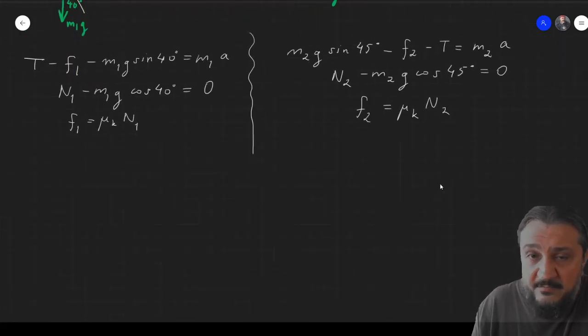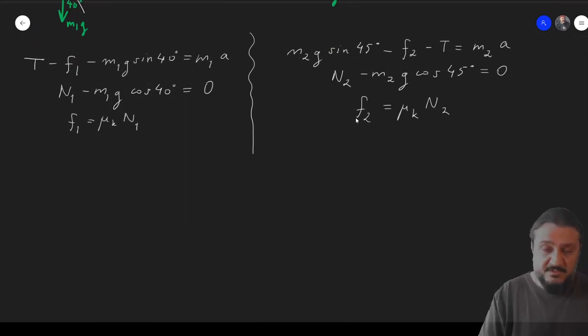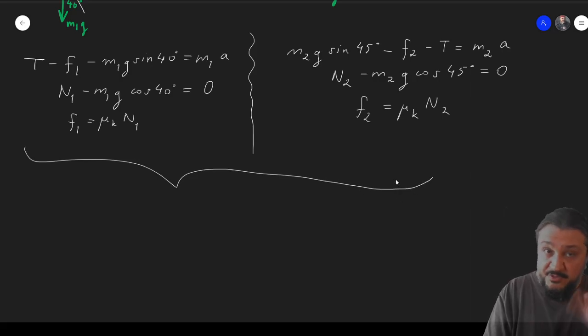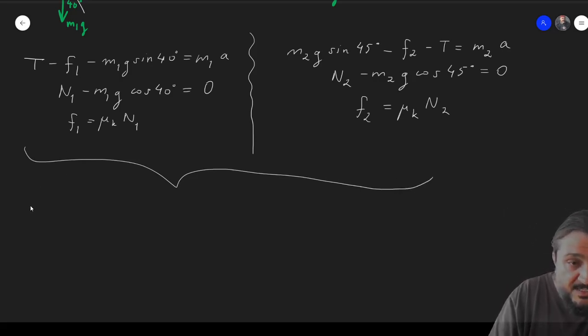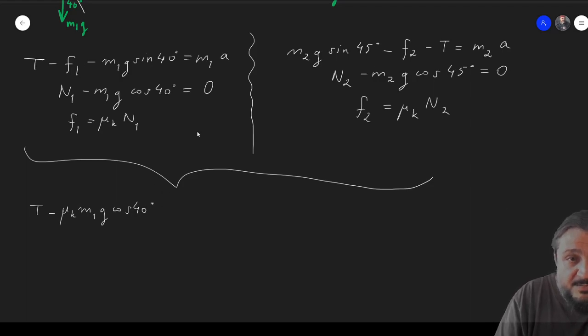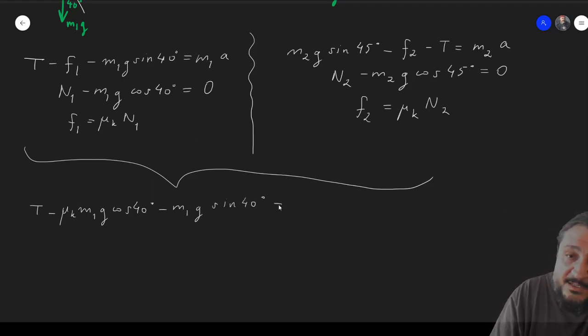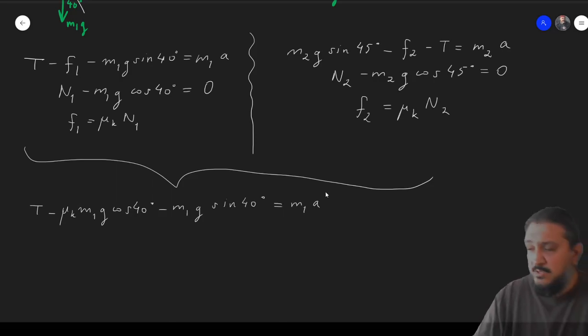Let's do the same trick of getting rid of the friction and the normal force. So this system will be reduced into two equations. The first one will be T minus F1, which is mu k times N1, which is M1g cosine 40, keep going, minus M1g sine 40, equals M1A.